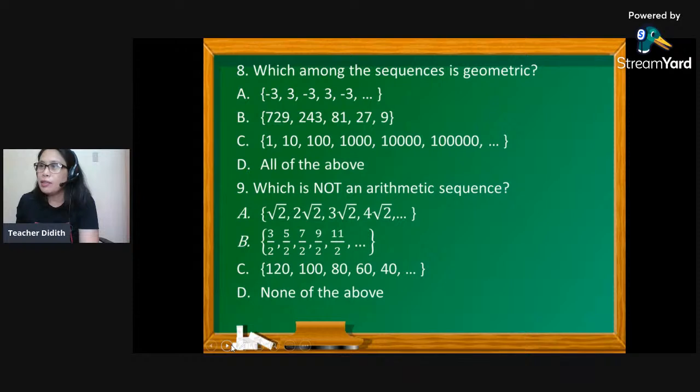Effort ni Joaquin, no? May mga, how do you come up with that? May mga ano pa siya, pabuhat-buhat. Hello, Joaquin. Uwi ka na raw.